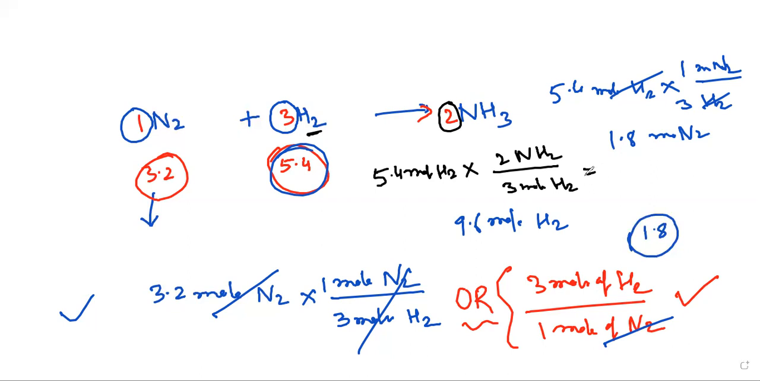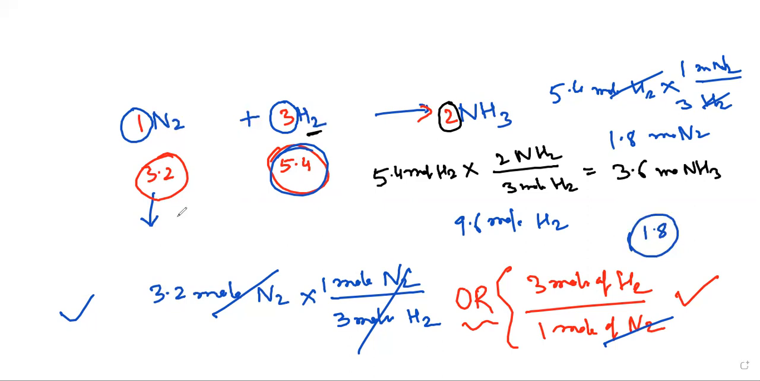3.6, ma'am. Ma'am, 1.8 times 2 is 3.6. Okay, 3.6 moles of NH3. Then find how many of it are left over. So 5.4 minus 3.6.